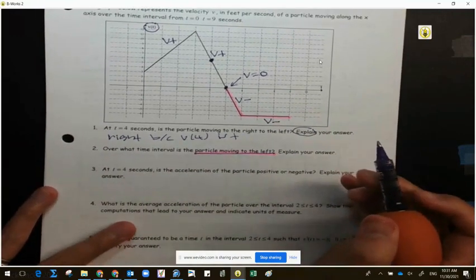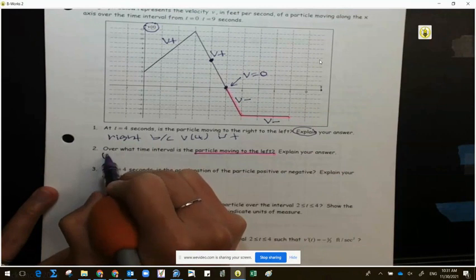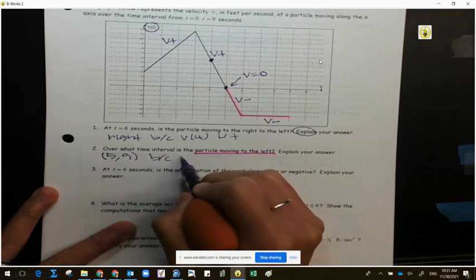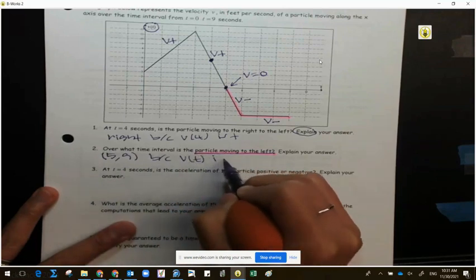So let's look at our domain. What is my interval at? From 5 to 9. And that is because the v of t is negative. Boom.